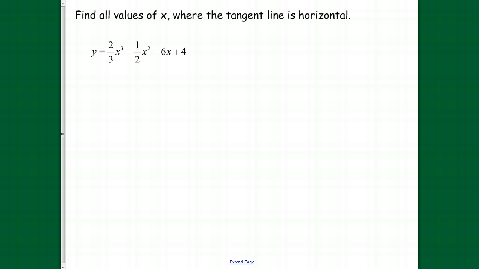Next type of question says, find all values of x where the tangent line is horizontal. The derivative is the slope of the tangent line. Horizontal lines have slope of 0. So what this means is if we want the tangent line to have a slope of 0, that means we want the derivative to equal 0. The derivative gives us the function that tells us the slope of the tangent line. So if we want the tangent line to be horizontal, we want the derivative to equal 0.